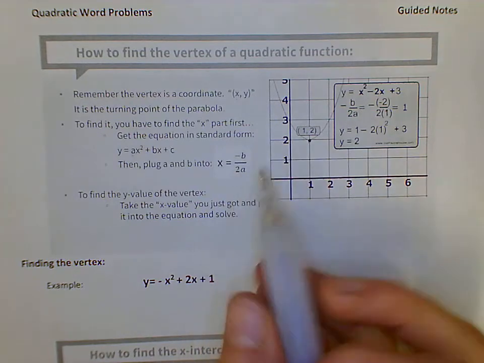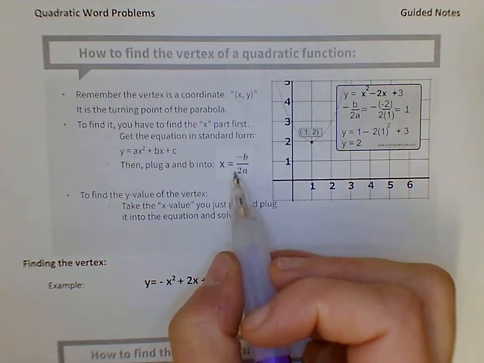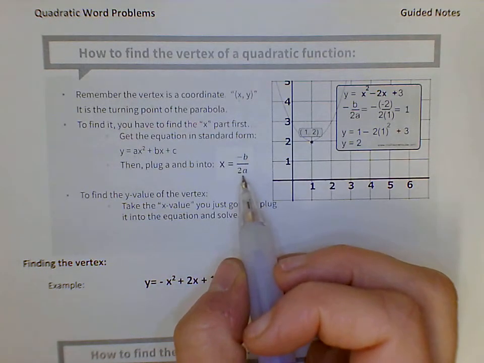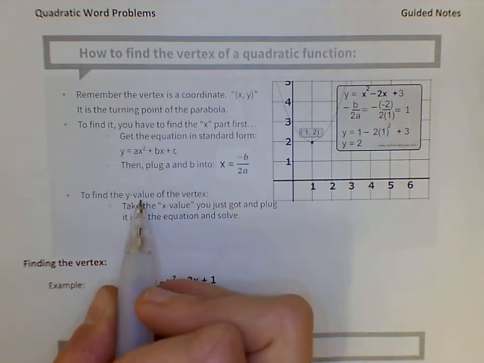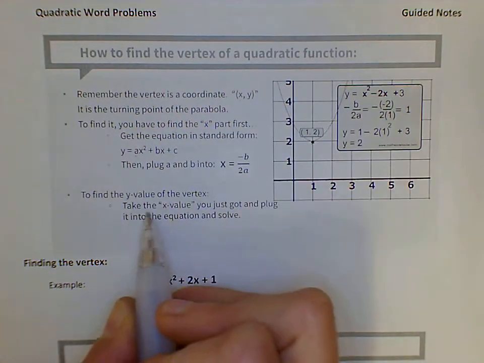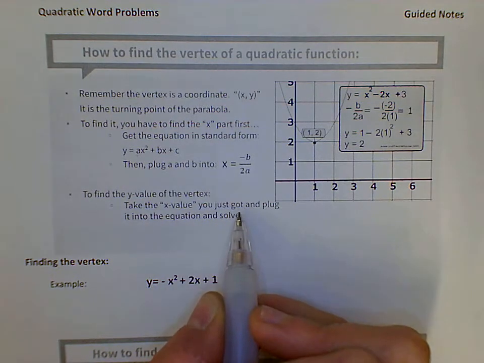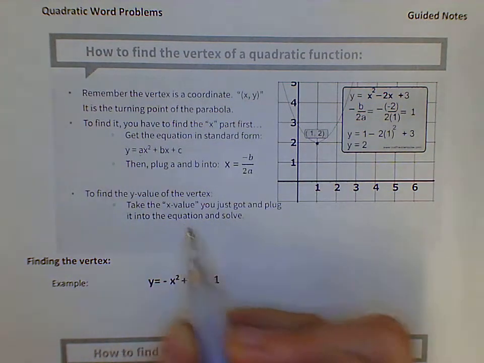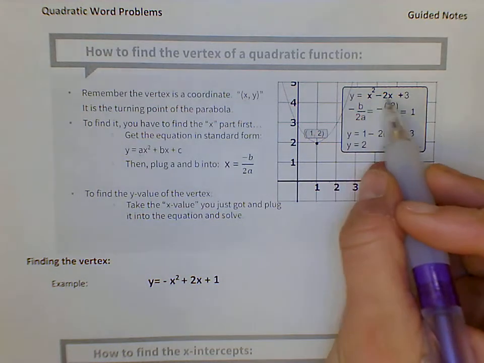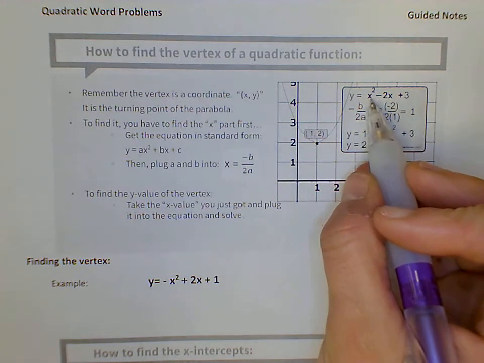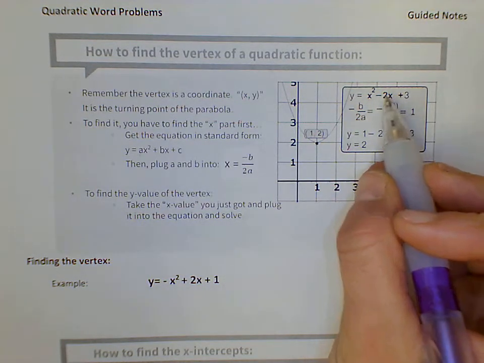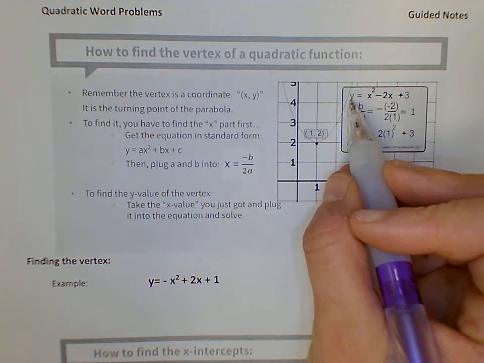Then, what do you do to find the y part? You just have to take whatever number you just got. To find the y value of the vertex, you're going to take the x value that you just got, and you're going to plug it in to the equation. When you plug that x in, you'll get your y value.